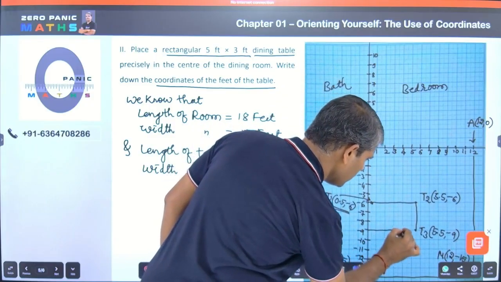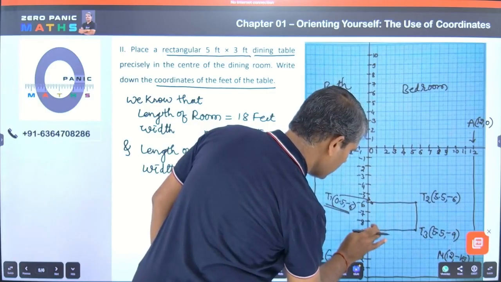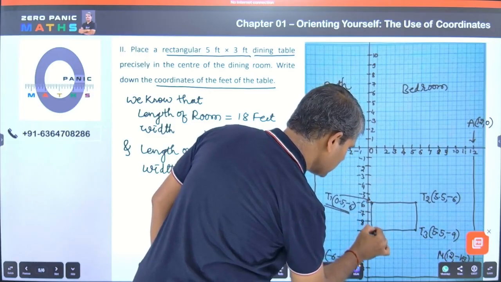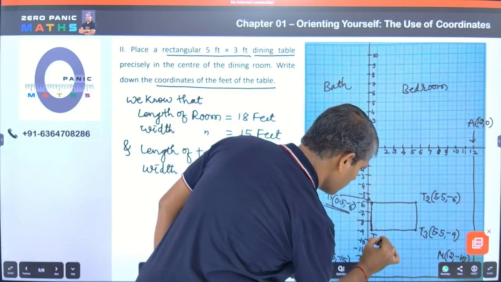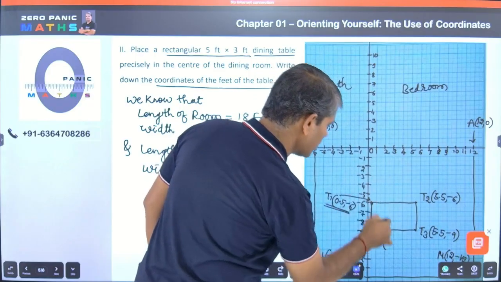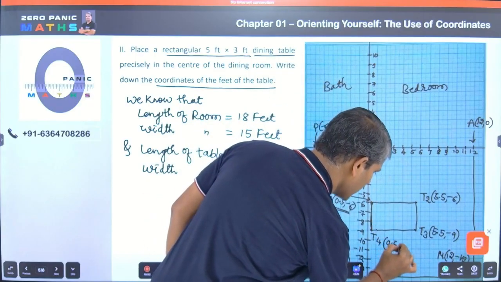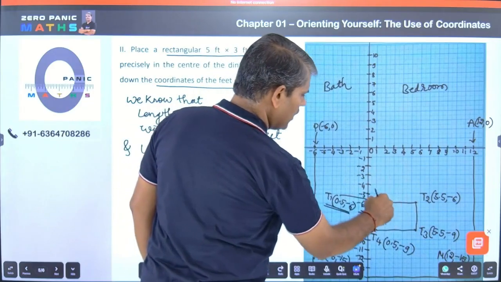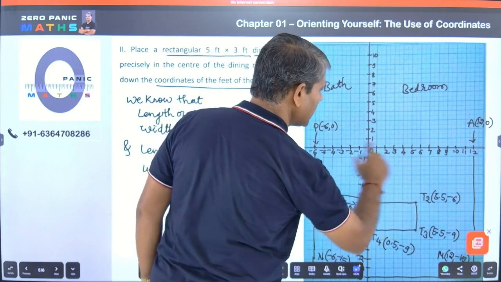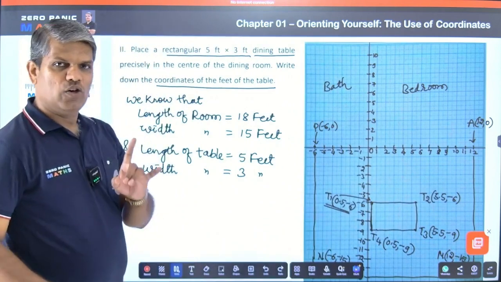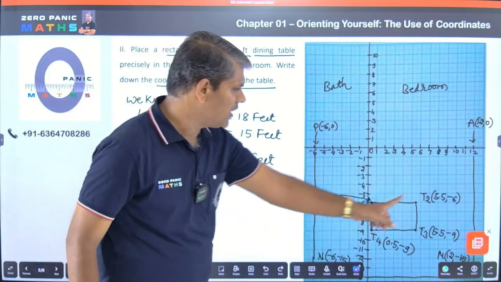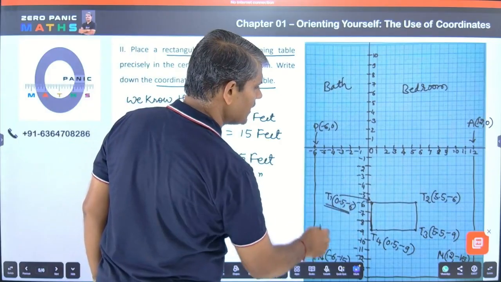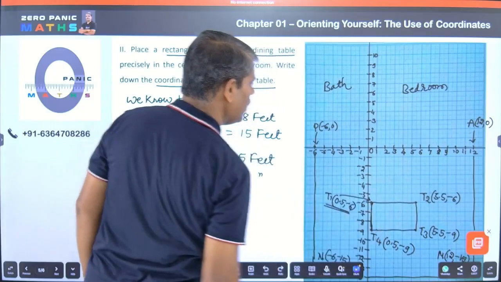And finally, till this point you have to add this, and this is the table. So this is the point T4. What is T4? With x coordinate as 0.5 as usual and y coordinate as minus 9. So this is how the table is placed exactly in the center of the room. I hope you understood this. Let me write the coordinates. The first coordinate we have already written, 0.5 minus 6. The second coordinate is 5.5 minus 6.